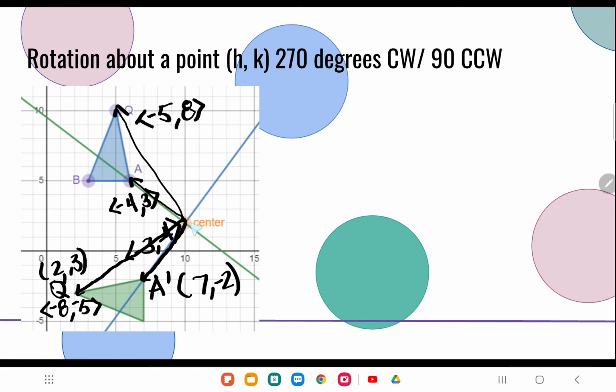Finally, I'll go from the center of rotation and I'll draw my vector to B. And that is going to be a vector of -7, 3. So my vector to B prime will be -3, -7. And traveling from the center of rotation, -3, -7, brings me to the point 7, -5 for B prime.